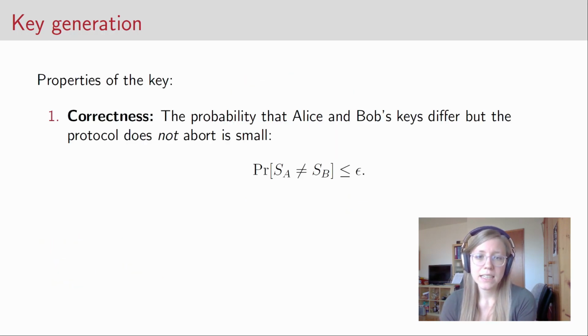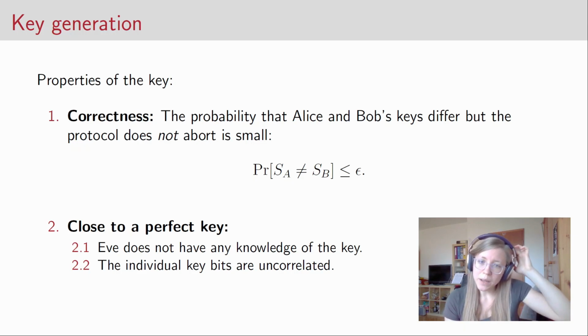So the first thing is that we want the keys to be correct. As we said, Alice and Bob have to hold the same bit string as their keys. Technically this means that the probability that the keys differ, but the protocol does not abort, is small. So if for some reason the keys are very different, then the protocol should recognize this and just abort. This probability should be smaller than epsilon, where epsilon, of course, is some arbitrarily small constant.